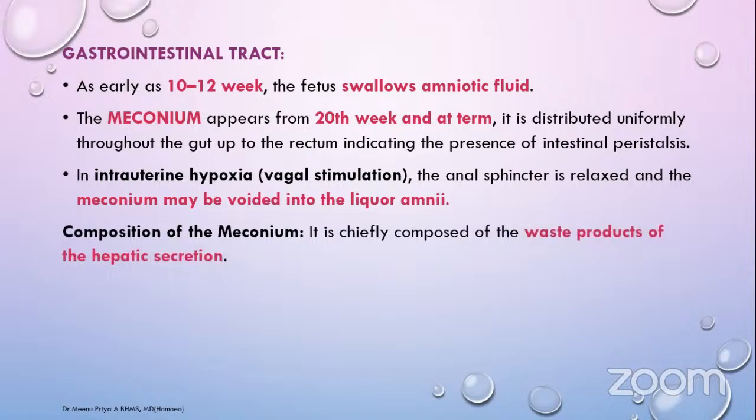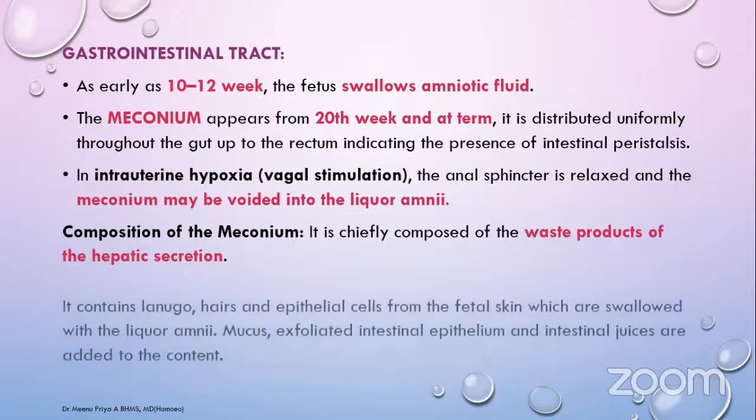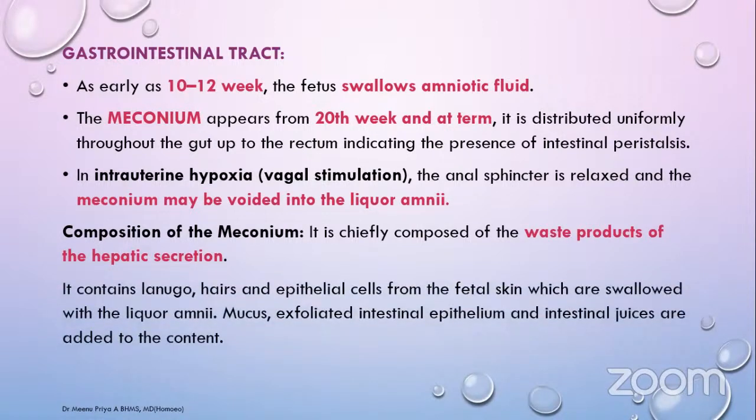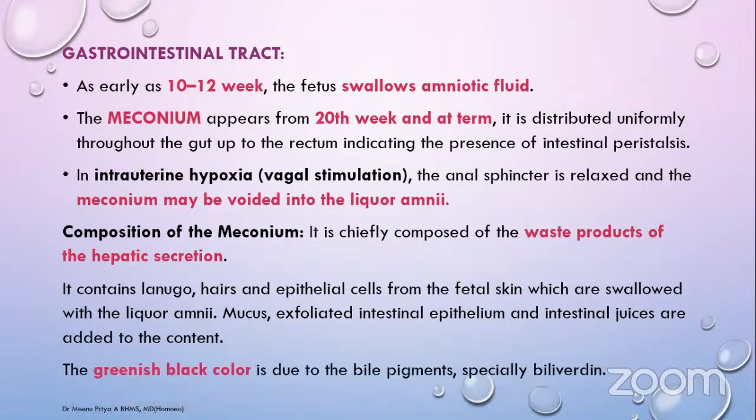Composition of meconium, it is waste product of hepatic secretion, and that is why it is problematic if a fetus swallows meconium. It contains lanugo, hair and epithelial cells from the fetal skin, which are swallowed with the liquor amnii. Mucus, exfoliated intestinal epithelium and intestinal juices are added to the content. And meconium, what is the color? It is greenish black color. And why is it greenish black? It is because of the bile pigment, especially biliverdin. Biliverdin is greenish in color, more than yellowish.